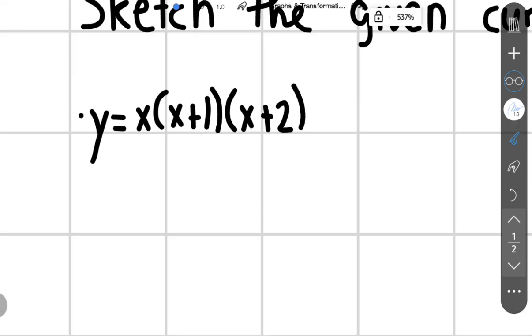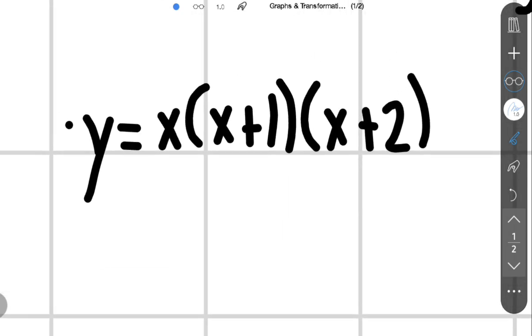So the function that we're given, so we can graph, is y equals x, and then two brackets of x plus 1 and x plus 2, and we're asked to graph it. When it's factorized in this form, we could already tell what the roots will be. The roots here will be 0, -1, and -2.